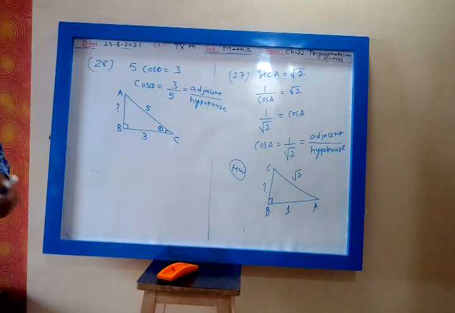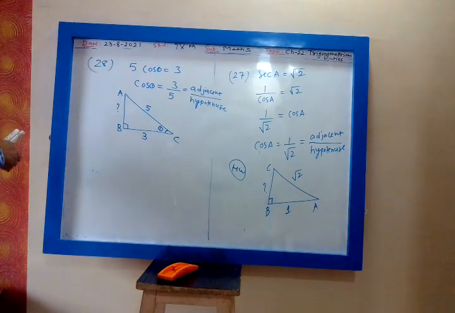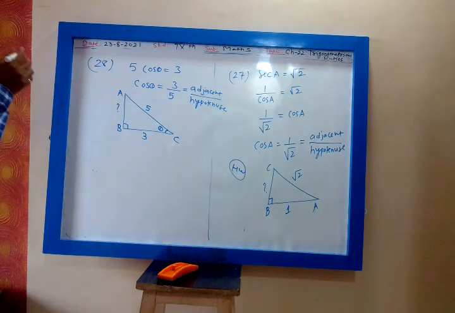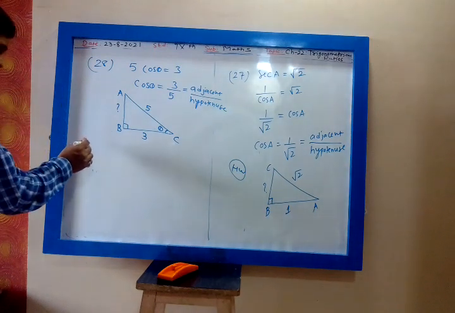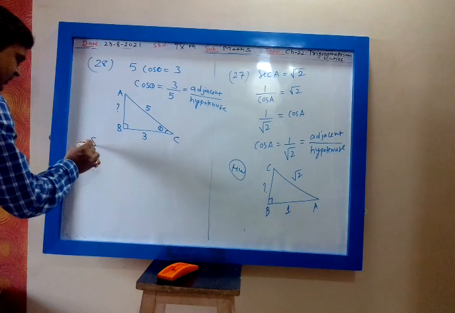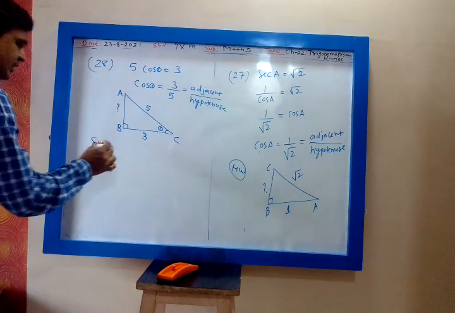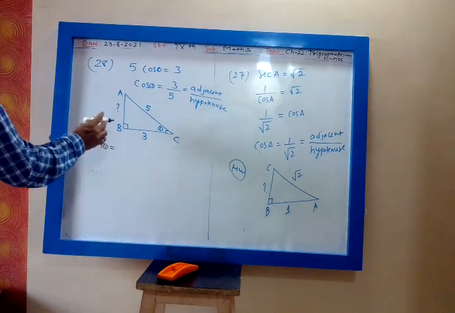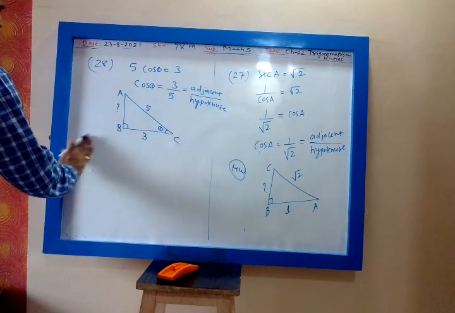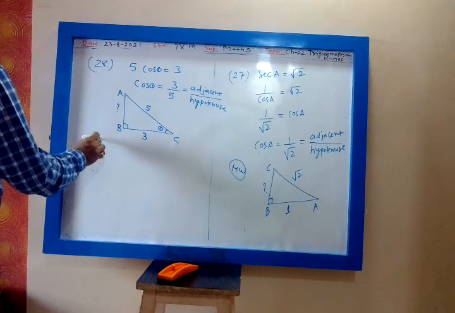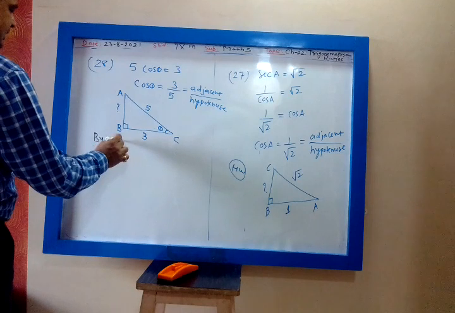Chalo, find out. Let me solve this one. So now we want to find the value of cosec theta and cot theta. So first you find sin theta. By Pythagoras theorem, find out this.